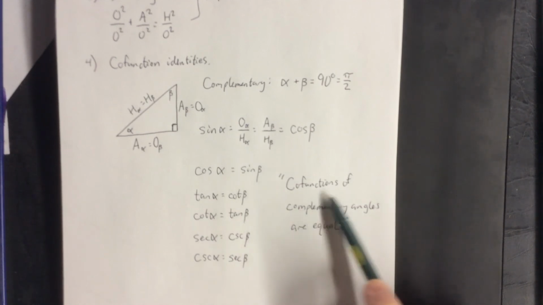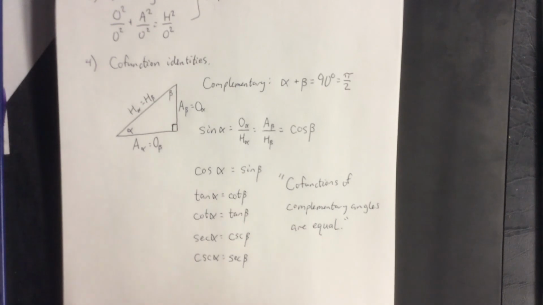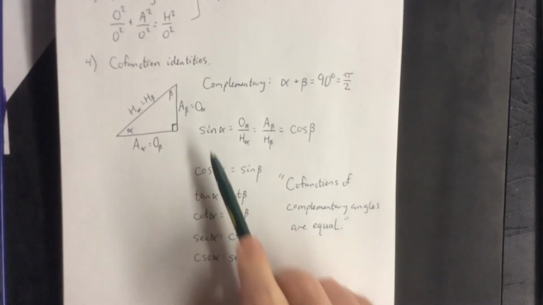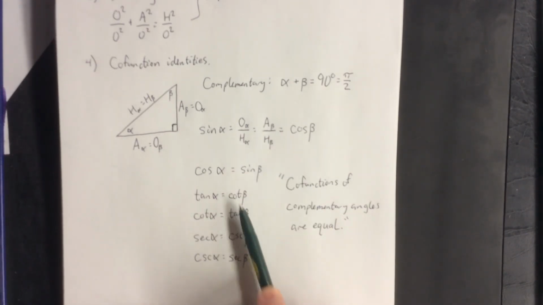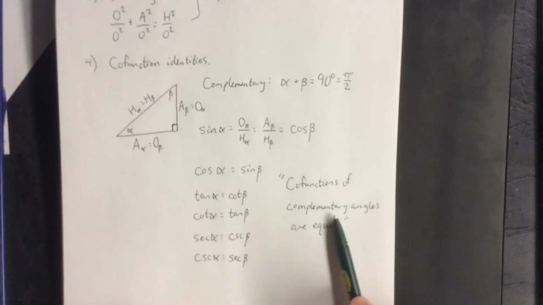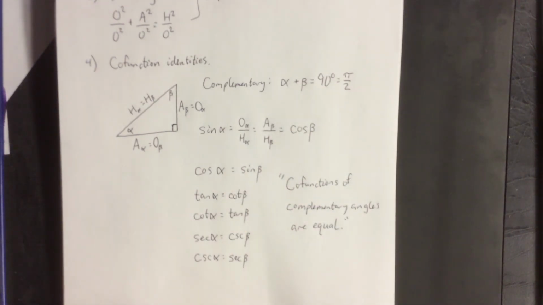When they say cofunctions, what they're referring to is a pair of trigonometric functions that looks like a trigonometric function and the same trigonometric function with a co in front of it. For example, sine and cosine, tangent and cotangent, secant and cosecant. Complementary angles, again, are referring to the angles alpha and beta. They are complementary because they add up to 90 degrees. So cofunctions of complementary angles are equal. In the next video, we'll actually go over some examples where we make use of these fundamental identities.